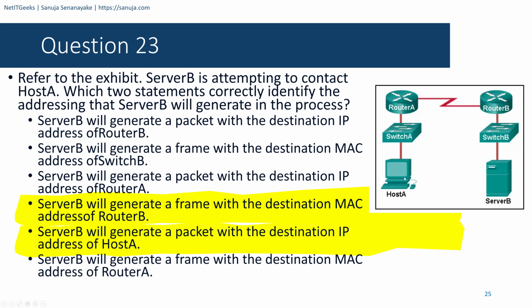That's a 2 hop situation. Switches are not hops, right? Because of that, server B needs to generate the MAC address of router B, not router A, and then the IP address of host A. If host A were trying to communicate to server B, that would be the MAC address of router A, not router B, and the IP address of server B. So the answer to this, because it's communicating from server B to host A, is these two: server B will generate a frame with the destination MAC address of router B, and server B will also generate a packet with the destination IP address of host A.